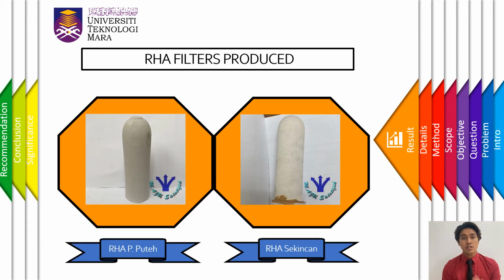Okay, these are the results for the project. The first are the filters that were produced. The left one is the RHA Pasir Putih, and the right one is the RHA Sekinchan filter. From observation, both of the filters have a rougher surface compared to the ceramic filter, but RHA Sekinchan seems to have a smoother surface than RHA Pasir Putih. RHA Pasir Putih is light grey in color, and RHA Sekinchan has a white surface.